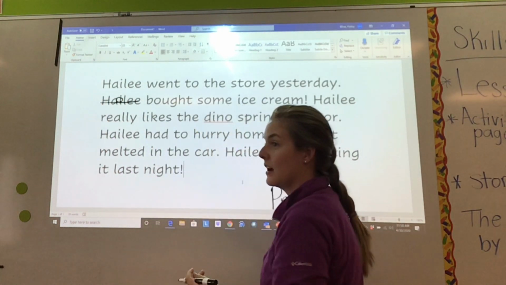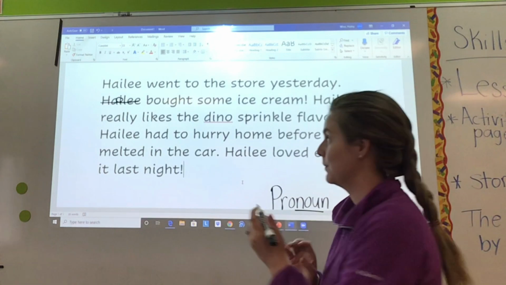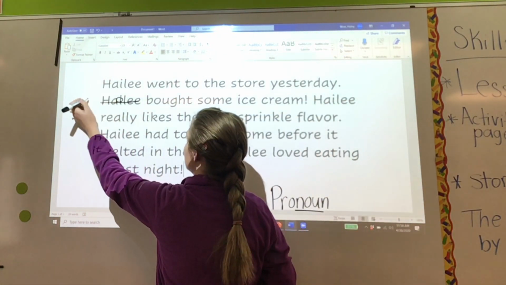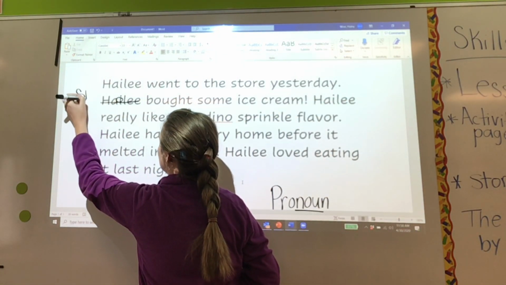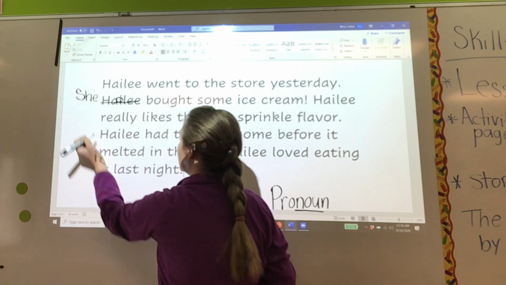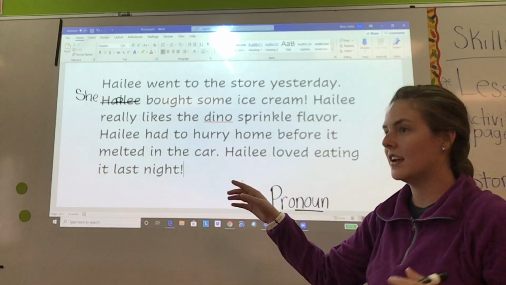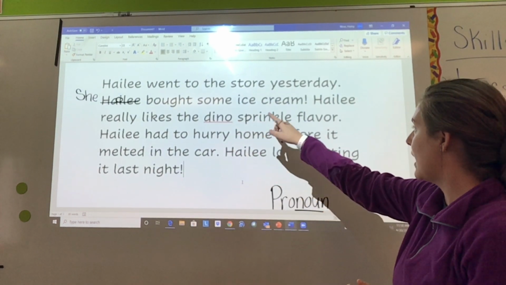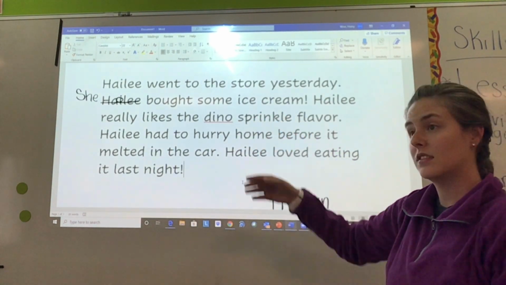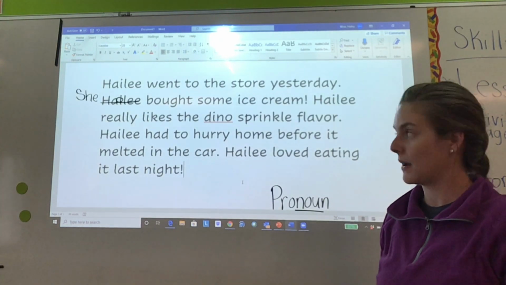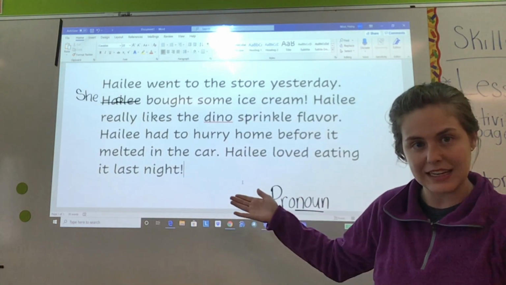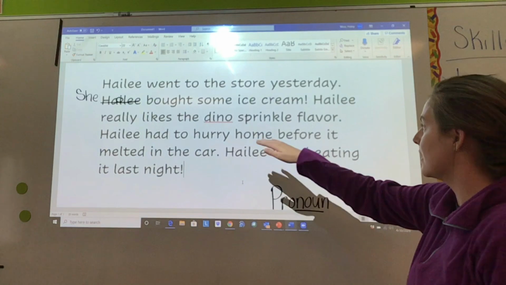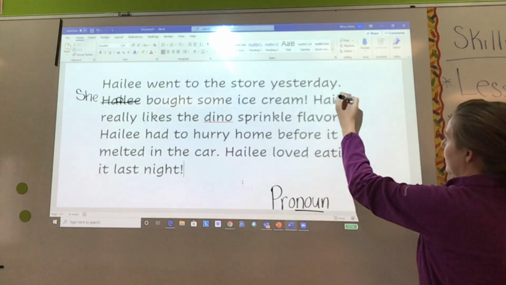and I'm going to write one of our sight words. It starts with S-H, shh, shh, shh, with an E. What's that word, everybody? She. She bought some ice cream. That's still true. We still know who it's talking about. We still know it's about Haley, but she bought some ice cream. I'm going to mark this one out too.